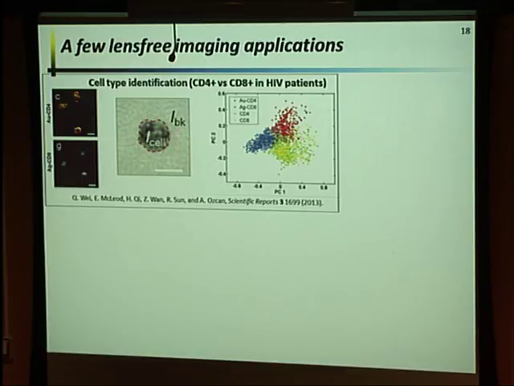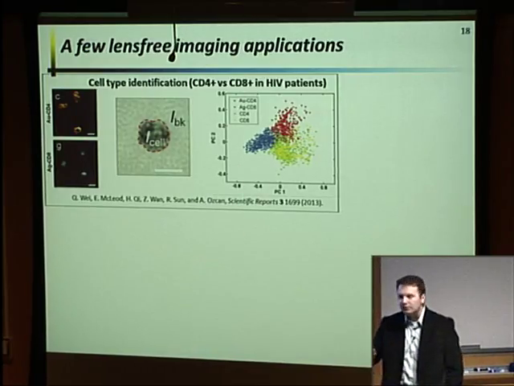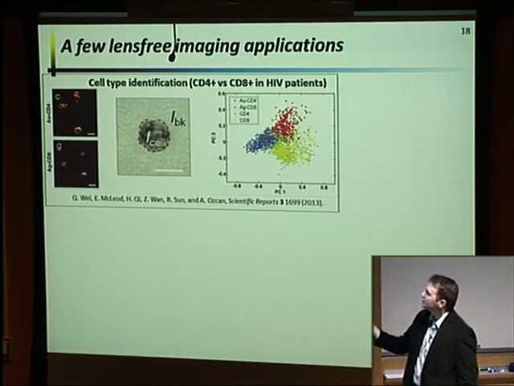So in order to tell the difference, we've used two different labels. One label is gold nanoparticles, and these are labeling these CD4 cells, and one label is silver nanoparticles, and these are labeling these CD8 cells. And when we label these cells with these two different types of particles, because of the plasmonic resonances, they exhibit different spectral properties. So if you do this holographic imaging with different colors, you can tell the difference between these different types of particles.